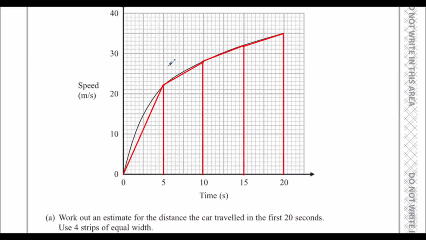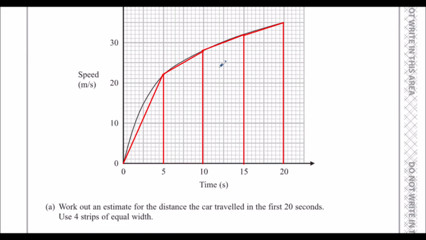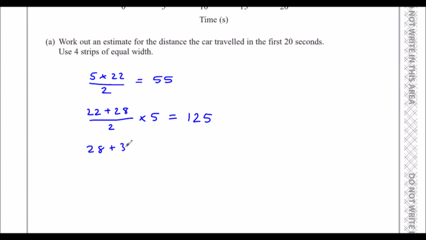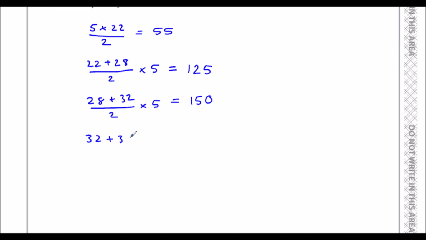And the area of a trapezium, so we add up the two parallel sides, divide them by 2, and times the distance between them. So it's 22 and 28. 22 plus 28 divided by 2 times the distance between them. So that's 125. Remember to use the calculator. And we've got 28 and 32. 28 plus 32 divided by 2 times 5, which is 150. And we've got 32 and 35. So 32 plus 35 divided by 2 times the distance between them. And that is 167.5.